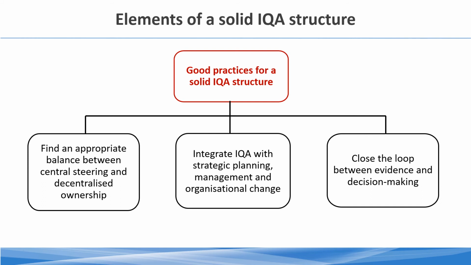There are three good practices that ensure a strong IQA structure: the balance between central steering and decentralized ownership, the integration of IQA with strategic planning, management, and organizational change, as well as the information mechanism to close the loop between evidence and decision making. We will look at these in detail in the following slides.